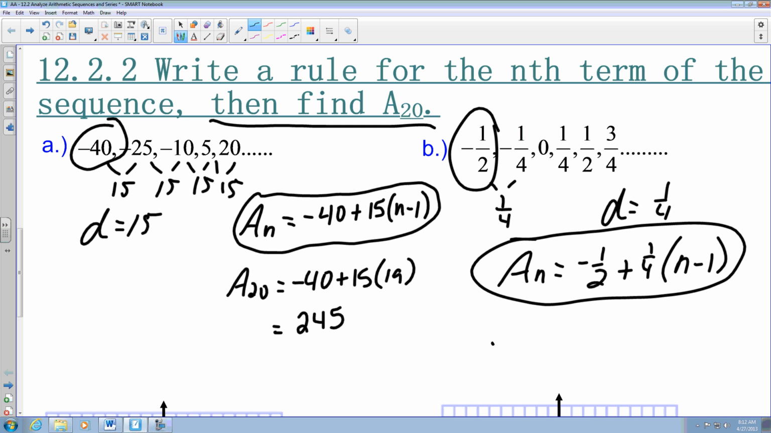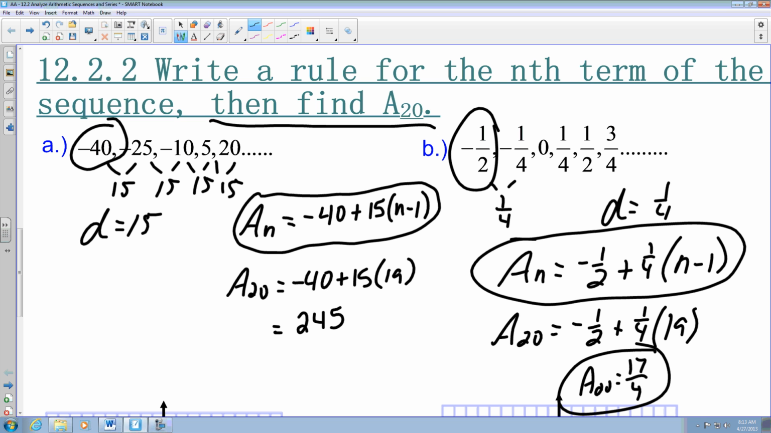And to find a sub 20, we do the exact same thing as we did in example A. We take negative 1/2, which is our a sub 1, plus 1/4, which is d, times n minus 1, which is going to give me 19. 19 times 1/4 is 19/4. And then if I add negative 1/2, I get 4 1/4 or 17/4 for my a sub 20.